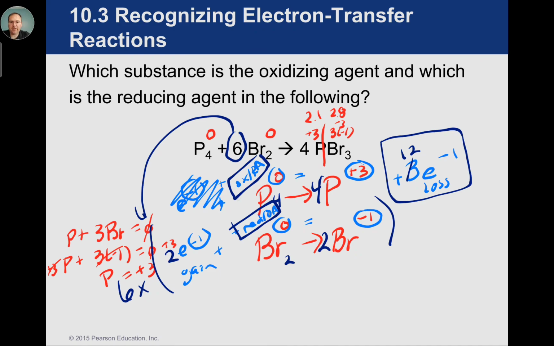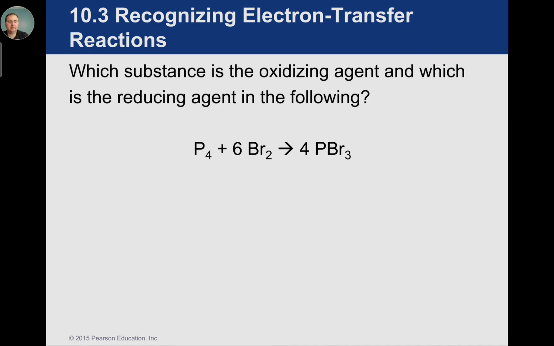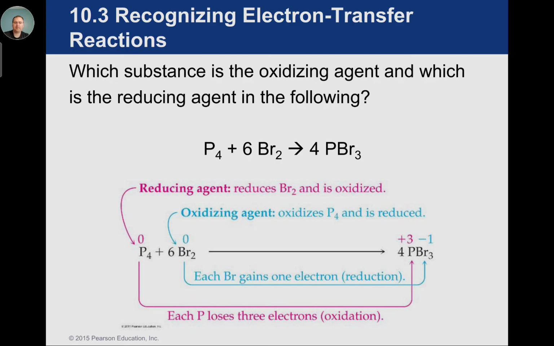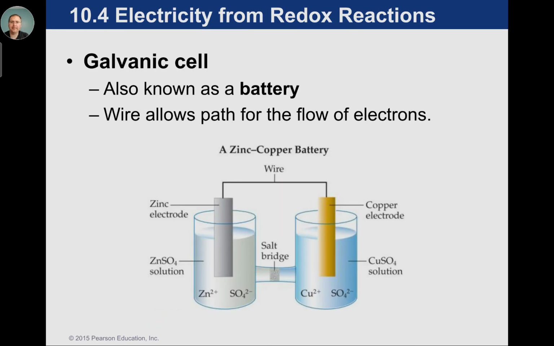In this case, we had phosphorus being the Leo. It's the one that became more positive. And we had bromine being the GER. It's the one that became more negative. So practicing this, understanding this is a majority of this chapter, because sometimes you have to use oxidation states in order to figure out who's the loser, who's the gainer. The remainder of this chapter is all about batteries, so we'll come back in an additional video and show you that.